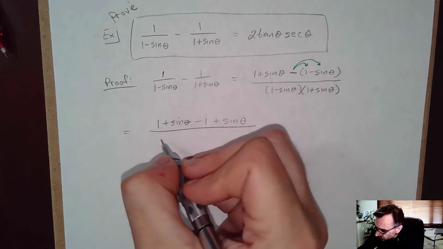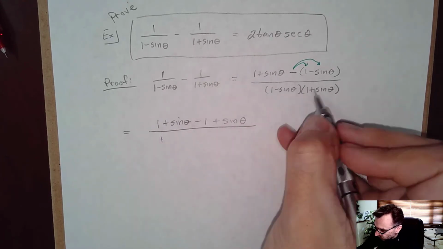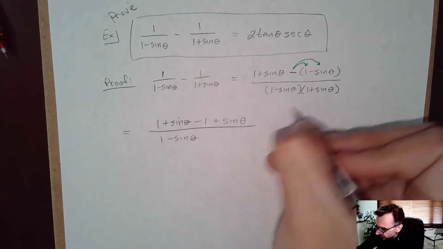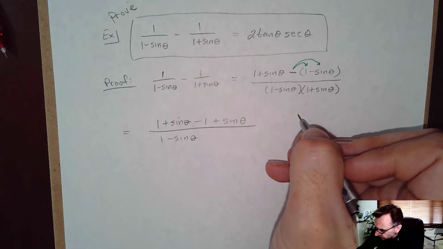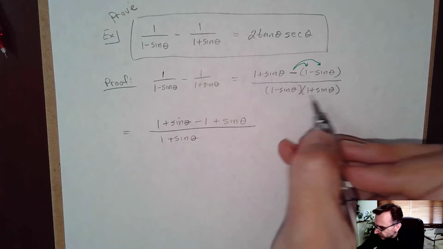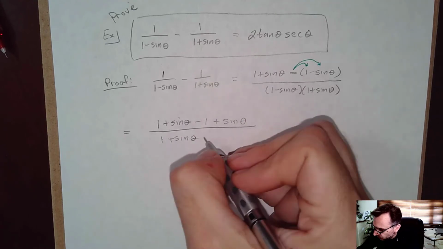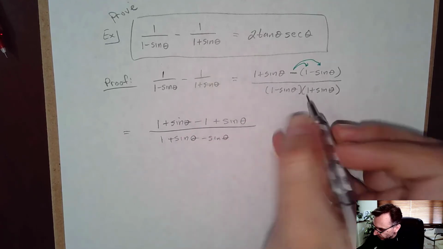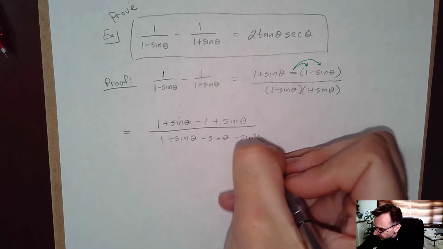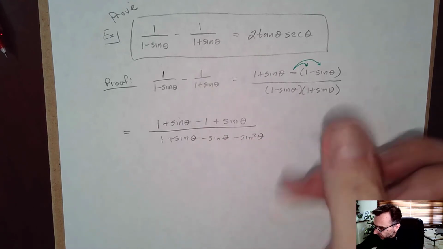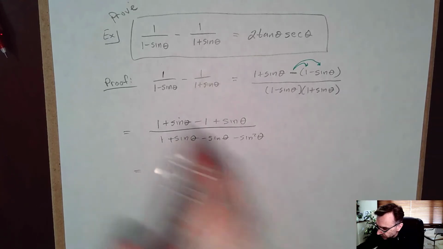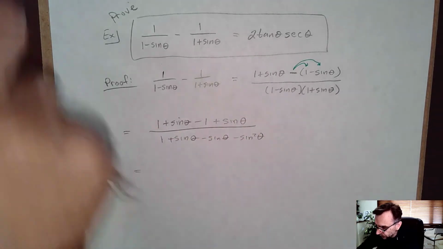Now when I distribute out the bottom, I'm going to get a 1 times a 1, and then a negative sine times a 1 is minus sine theta. And then, oops, I'm sorry, 1 times a 1, and then a 1 times sine theta, and then a negative sine theta times 1 is negative sine theta here. And then a negative sine theta times sine theta is negative sine squared theta. Okay, so I distributed out the bottom, I distribute that negative. Let's see what kind of algebra we get from here.